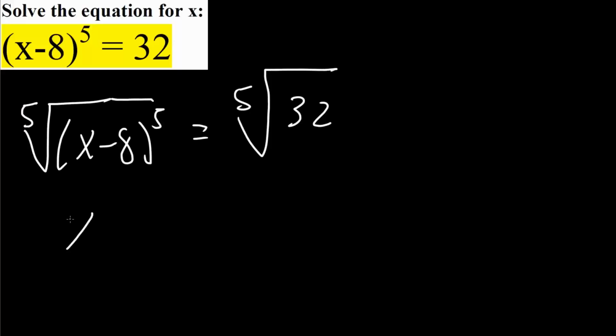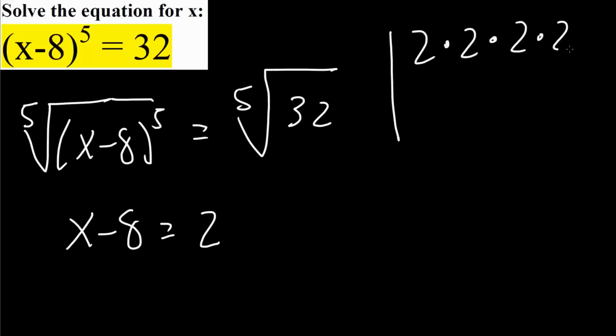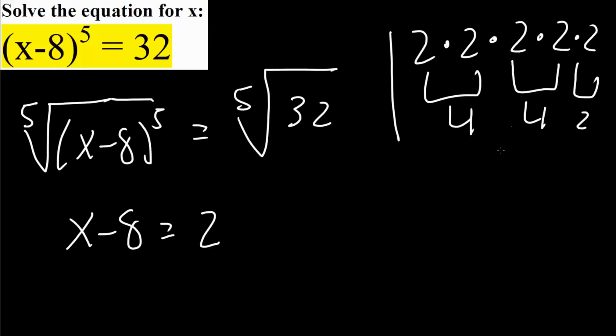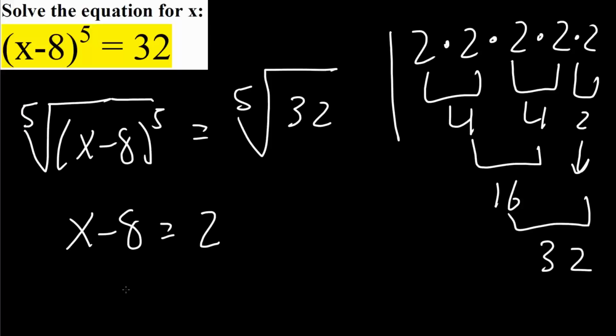So we would get x minus 8 is equal to, so the fifth root of 32 would be 2, because 2 times 2 times 2 times 2 times 2. So this would be 4, 4, and this would be 2. So 4 times 4 is 16. 16 times 2 would be 32. And so this would work. And so our x value would equal 10. And we box it in.